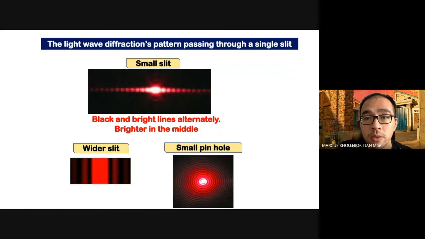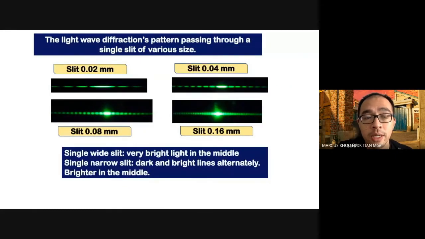Okay. And so how I would describe this would be like this. If it is a wide slit, you will have a very bright light in the middle, but the dark and the bright lines are not very obvious as compared to a small slit. With a small slit, you'll find that the dark and the bright lines alternate. Yes, it is brighter in the middle, not as bright as this one.